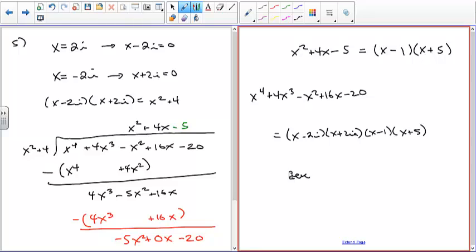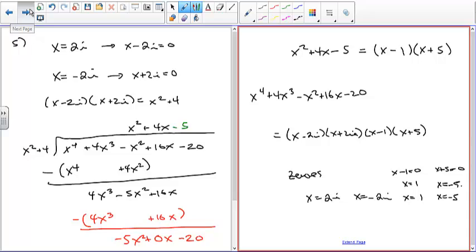The actual zeros are x equals 2i, that's if I set that equal to 0 and solve for x, and x equals negative 2i. So if you remember, I gave you 2i, and you figured out the other one was negative 2i because it's a complex conjugate. And then the other zeros are going to be 1 and negative 5, because x minus 1 equals 0 means x has to equal 1, and x plus 5 equals 0 means x equals negative 5. So, two complex, two real.